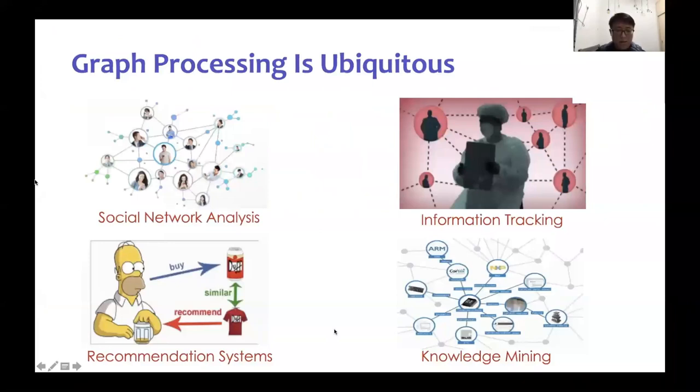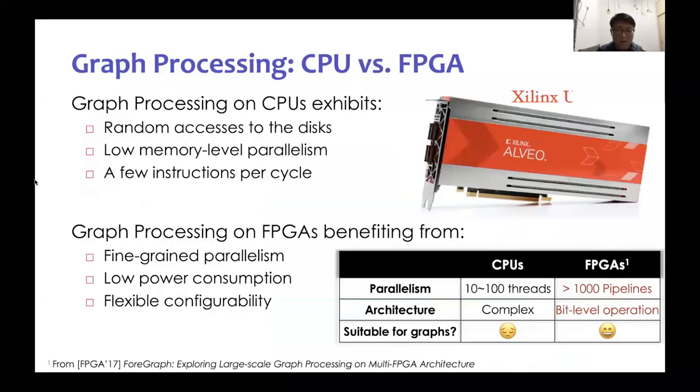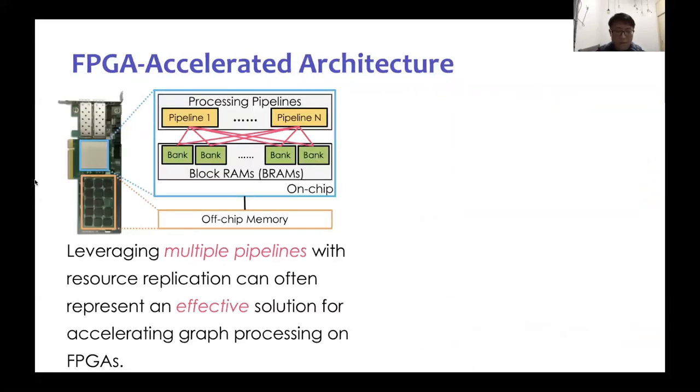Graph processing is ubiquitous in our lives, in areas like information tracking, recommendation systems, and so on. However, performing graph processing is extremely inefficient for traditional architectures, which incur random access to disk, support only low memory-level parallelism, or execute only a few instructions per cycle. In contrast, FPGA can be regarded as one of the most promising hardware platforms for graph processing due to its fine-grained parallelism, low power consumption, and flexible configurability. Therefore, most studies use multiple pipelines with resource replication to accelerate graph processing on FPGAs.